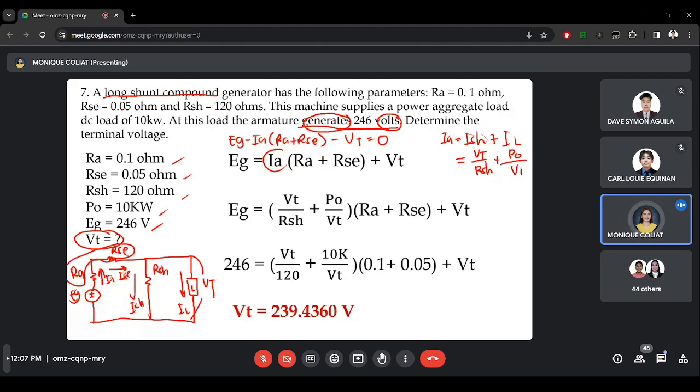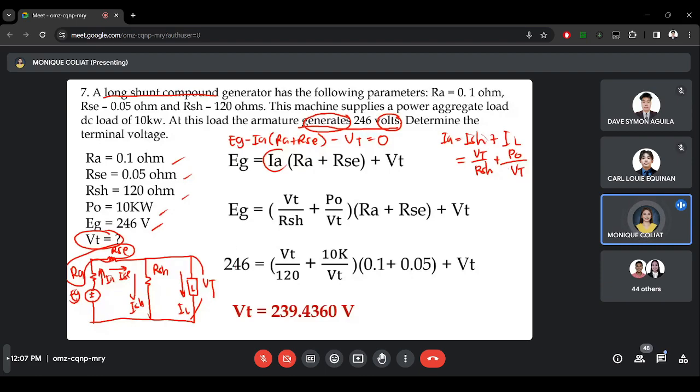Okay. So, the answer is VT, which is equals to 239.4360. So, pwede kayo ditong mag-multiply both sides ng VT or multiply ng 1 over VT. Kayong bahala kung saan kayo mas naaalwanan, kung saan mas madali. So, please simplify. Okay?